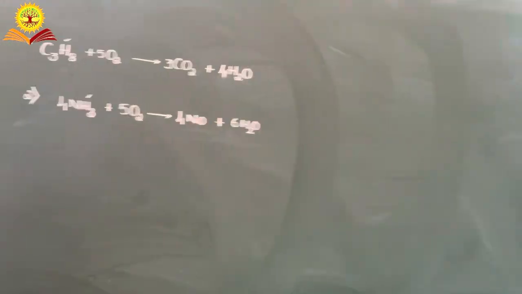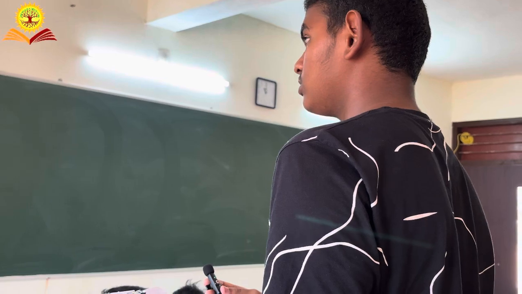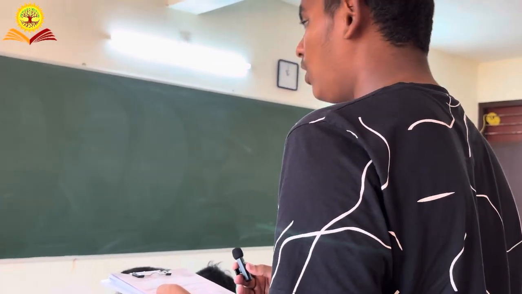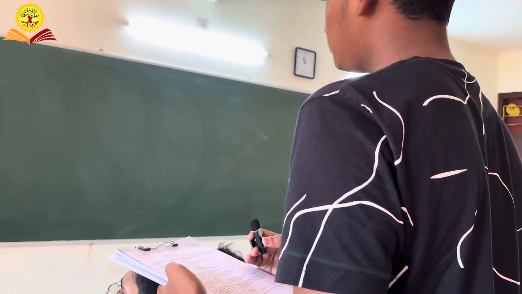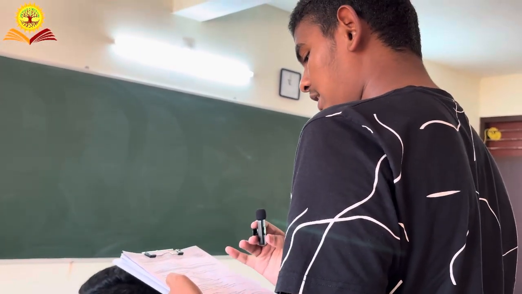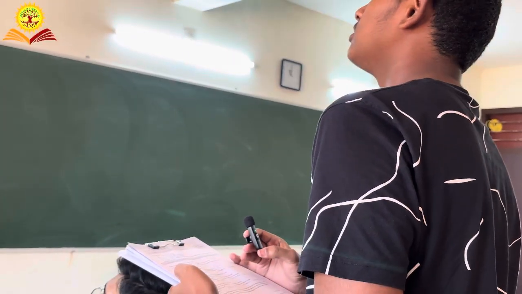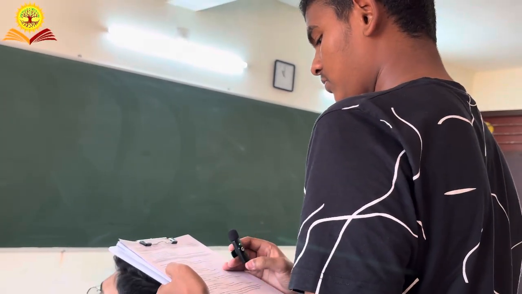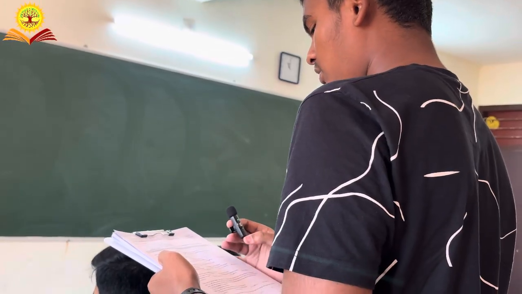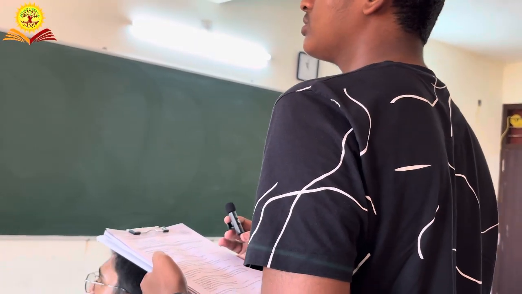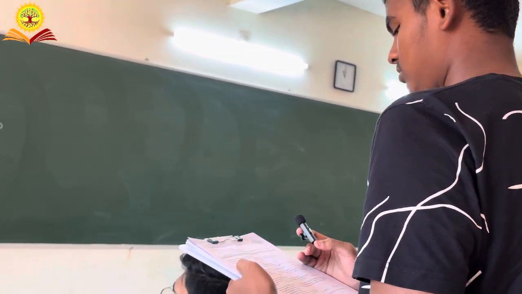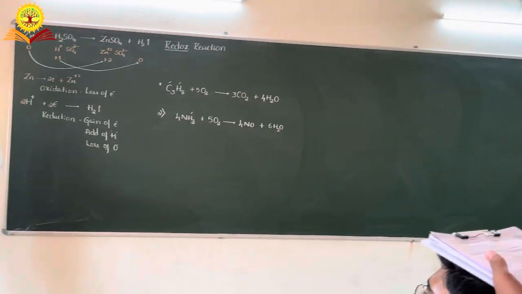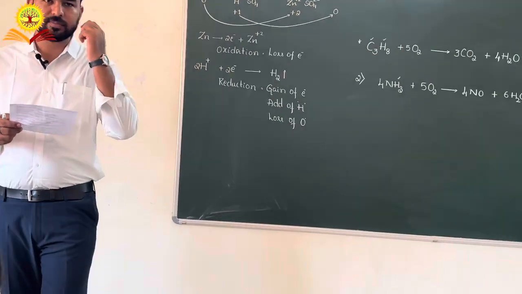First one, displacement reaction. Yes, you can easily identify that hydrogen is displaced by oxygen. Second one, combination reaction. No, it is not a combination reaction. Third one, redox reaction. I just explained this involves both reduction and oxidation. Therefore, this is an example of a redox reaction. Fourth one, neutralization reaction. It cannot be a neutralization reaction. Therefore, it is option C, which involves both displacement as well as redox. Clear? Next one.